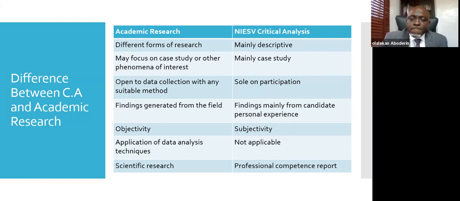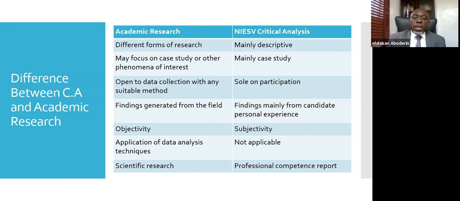The first thing is that for academic research, you can take different forms of research. It can be exploratory, explanatory, descriptive, and what have you. But when it is critical analysis, it's mainly descriptive. Academic research is also not limited to case study. You have case study research, but a lot of academic research requires studying other phenomena, a population of interest. That is not the case with CA. The candidate is not to collect data on a population of interest.